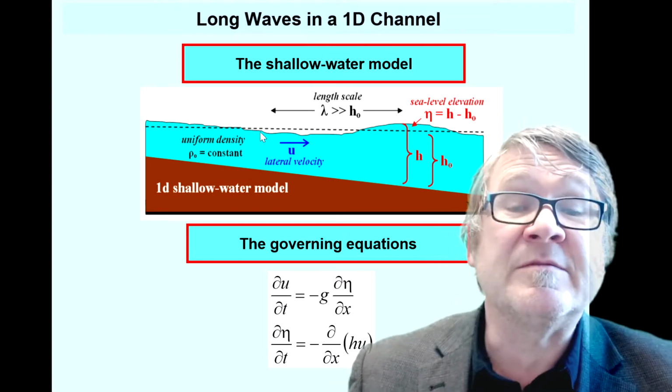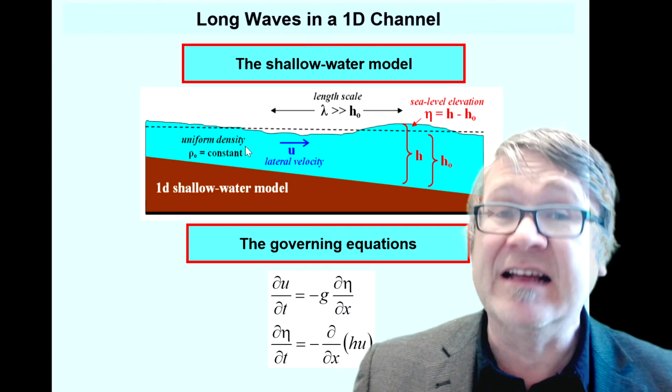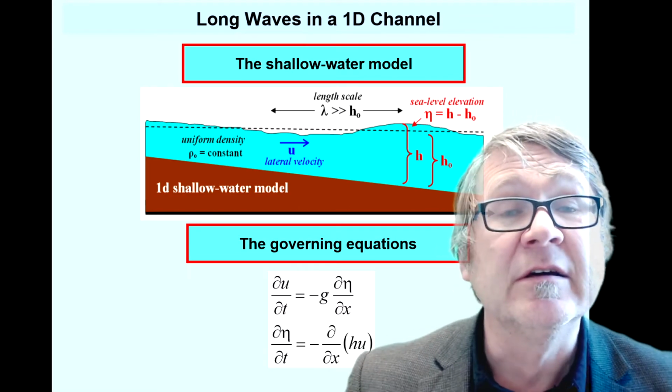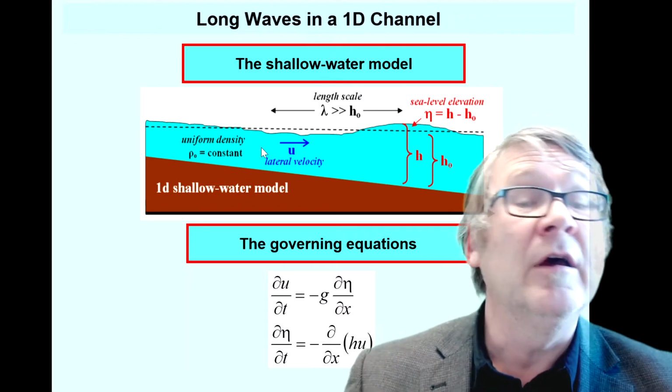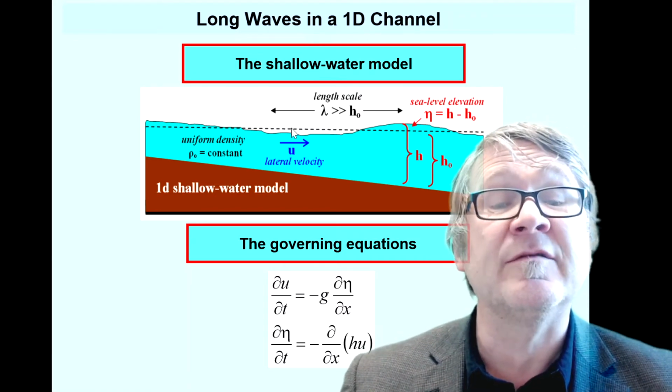And then indeed, just mentioning, we have no density stratification. The density, which is weight per unit volume, is the same everywhere. And we have a free sea surface. The sea surface can change.